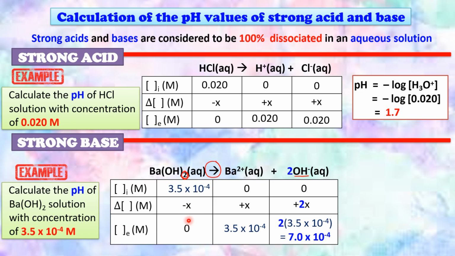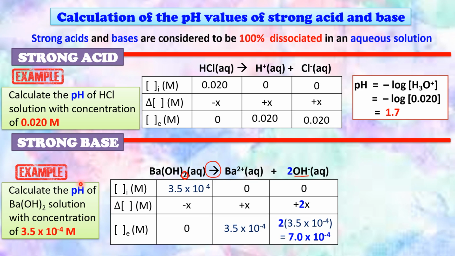So concentration at equilibrium for barium hydroxide: it will 100% dissociate, that's why it becomes 0. For barium 2+, if this one is referred to x, then x is equal to 3.5 times 10 power negative 4, because barium hydroxide here is 0. So the value of x is the same, 3.5 times 10 power negative 4. Next, for the hydroxide ion, it will increase 2 times, so that's why 2 times x. And this is the concentration of OH- at equilibrium.